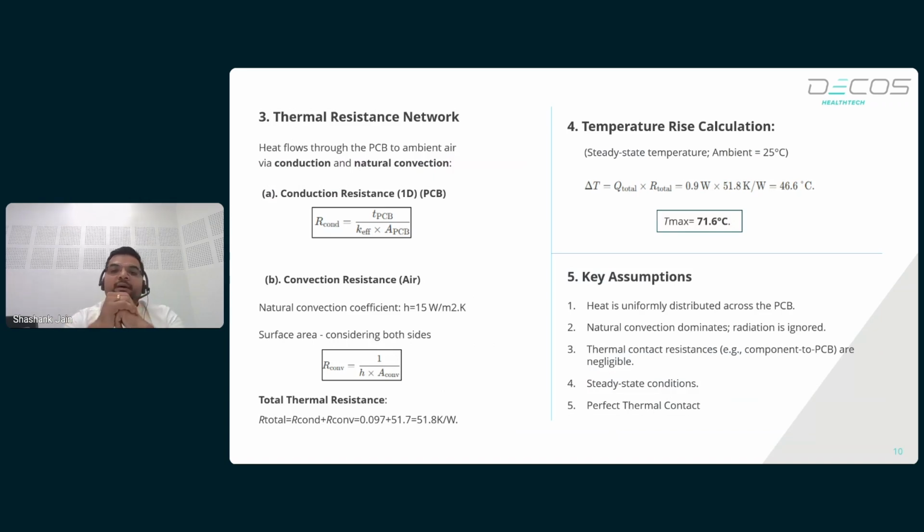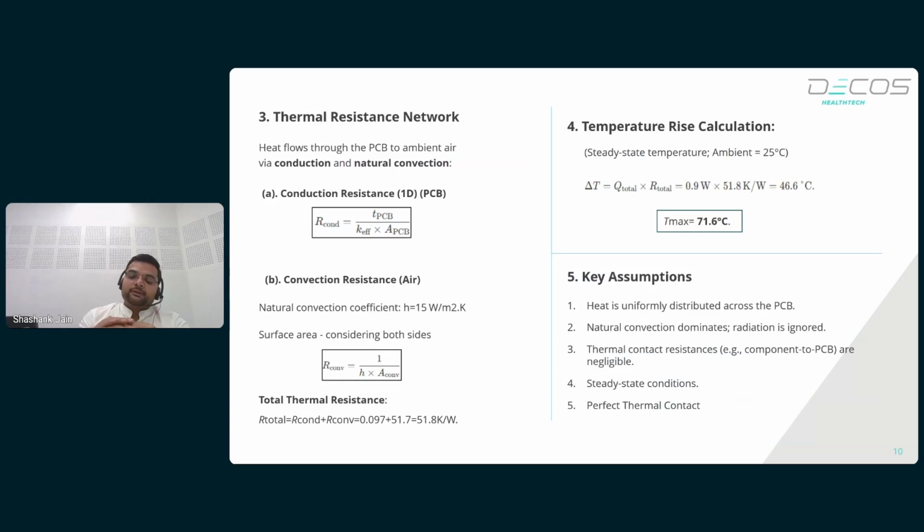In my case, the PCB is exposed to natural convection. When we read about convection, we know there are two types: free convection and forced convection. In my case, I'm considering free convection. In free convection, the heat transfer from the PCB surface happens by natural convection currents. Now, what are these currents? I am considering both surfaces of the PCB, and both surfaces will be exposed to the air.